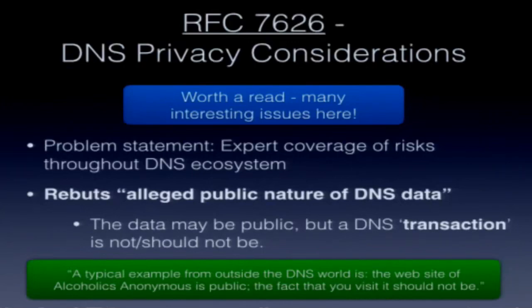One really key thing that this document does, though, is it rebuts the alleged public nature of the DNS. And the distinction it makes is that, yes, the data in the DNS might be public, but an individual DNS transaction is not and should not be public. So to use the same example as earlier, and this is actually directly taken from this RFC, the website for Alcoholics Anonymous is public. The A record for that is public. The fact that you as an individual do the DNS request to get that record is not and should not be public. That is your personal data. So that's a really clear idea to keep in your mind as we move forward.